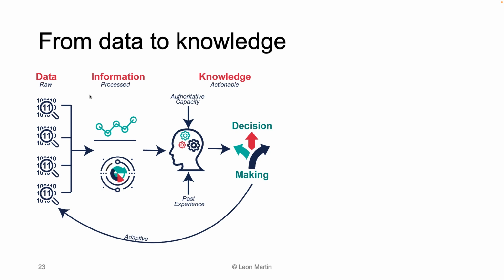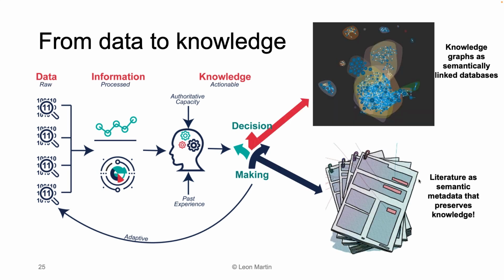And then we can store the knowledge. We can store it as semantic metadata, like of literature basically, that preserves this knowledge. And we can build a knowledge graph as a semantically linked database, because we know what the meaning of our data is, we know the concepts behind our data, so we can link other data points, other databases even, to the same concept.